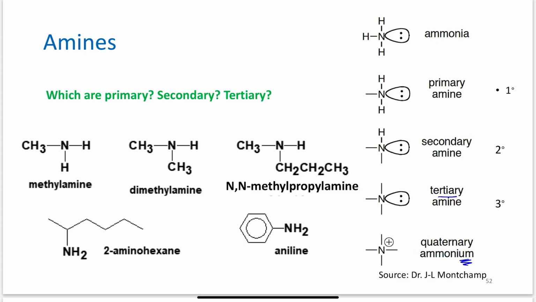If I have tertiary, that means no hydrogens. Secondary means 1 hydrogen. Primary means 2 hydrogens. And then ammonia is just ammonia. But it's called primary because it's only attached to 1 carbon. So primary, 1. Secondary, 2 carbons. Tertiary, 3 carbons.